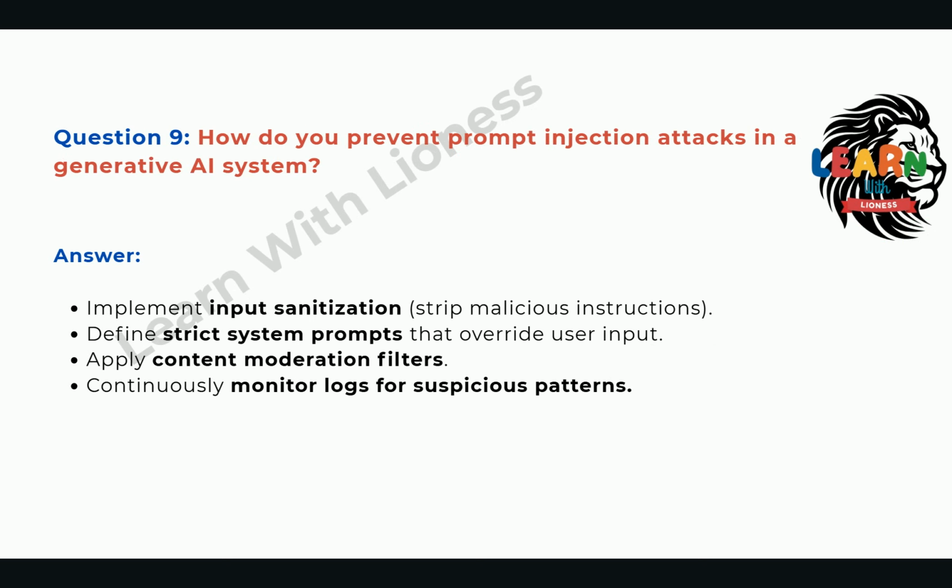Question 9. How do you prevent prompt injection attacks in a generative AI system? Answer. Implement input sanitization, strip malicious instructions. Define strict system prompts that override user input. Apply content moderation filters. Continuously monitor logs for suspicious patterns.